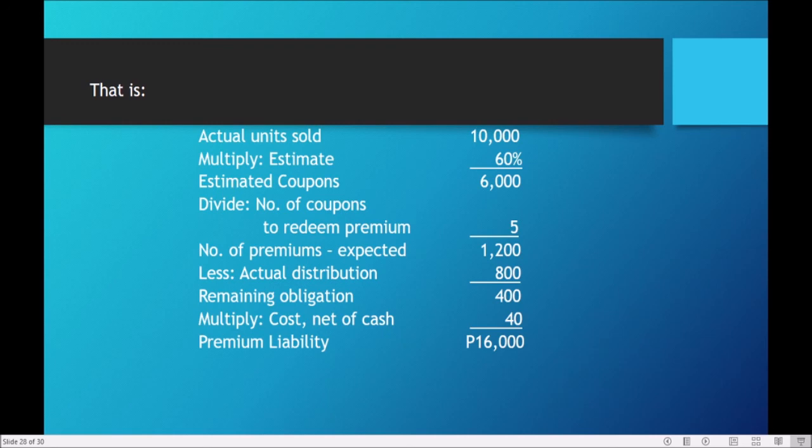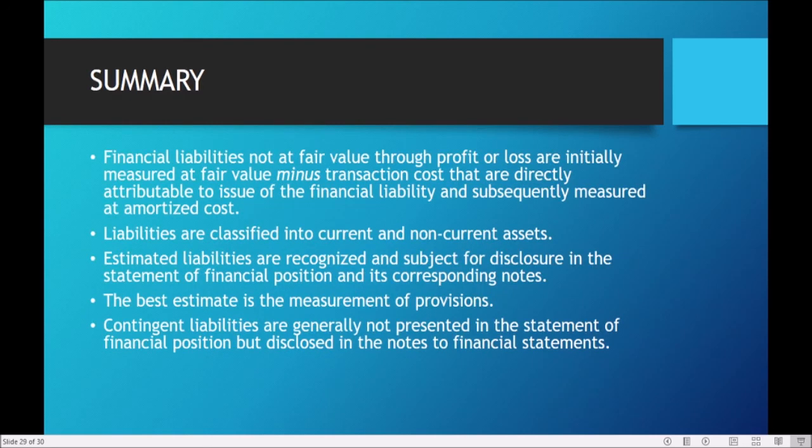To summarize, these are the most important points. Financial liabilities not at fair value through profit or loss are initially measured at fair value minus transaction costs that are directly attributable to the issue of the financial liability and subsequently measured at amortized cost. That is important.